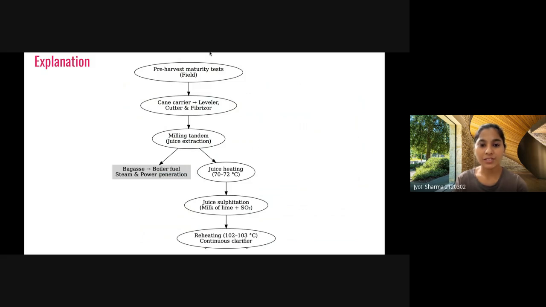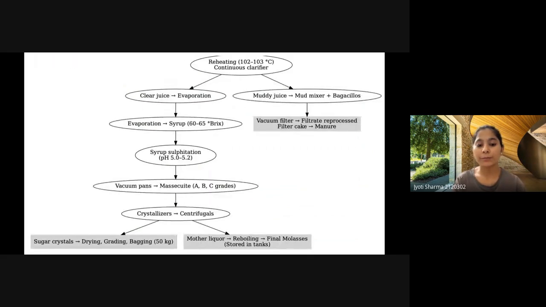Okay, this is just the replication of what we already have seen. We will extract the juice, then heat the juice, then there is the juice sulfitation, and then again we will reheat it. So these are the different steps to manufacture the sugar.